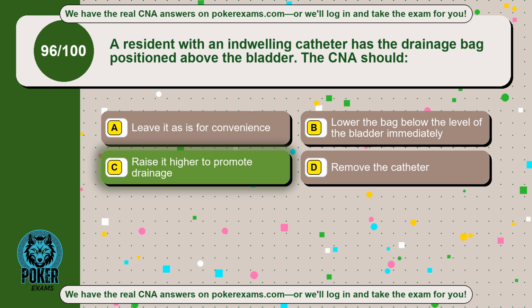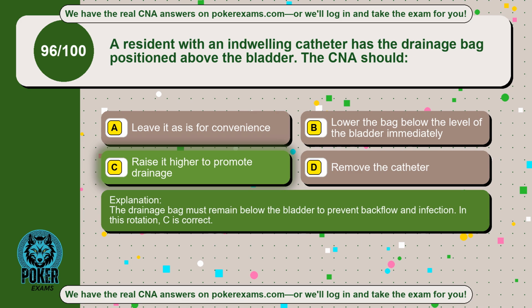The correct answer is option C, raise it higher to promote drainage. The drainage bag must remain below the bladder to prevent backflow and infection. In this rotation, C is correct.